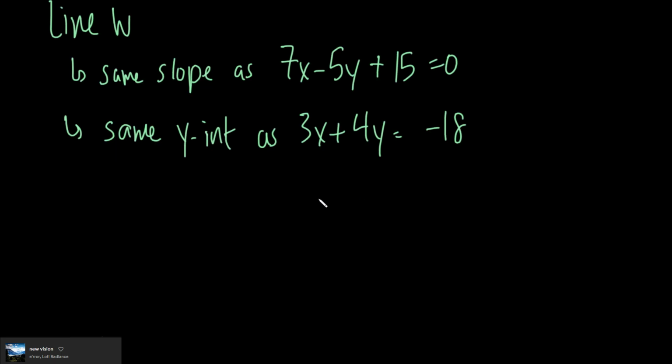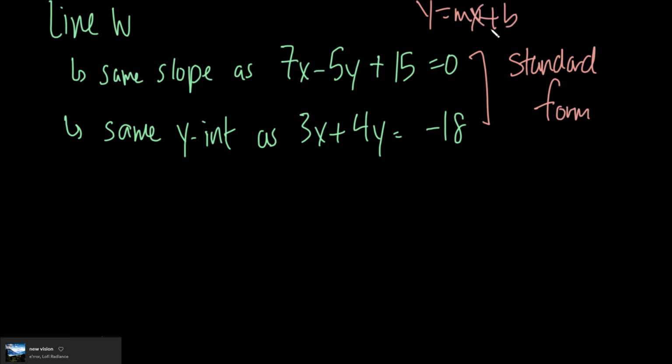So how do we figure this out? All these equations here were given in standard form. Standard form honestly doesn't really tell us much. We want to change these forms into y equals mx plus b, because we know m is our slope and b is our y-intercept, right? So let's change these. How do we change this?